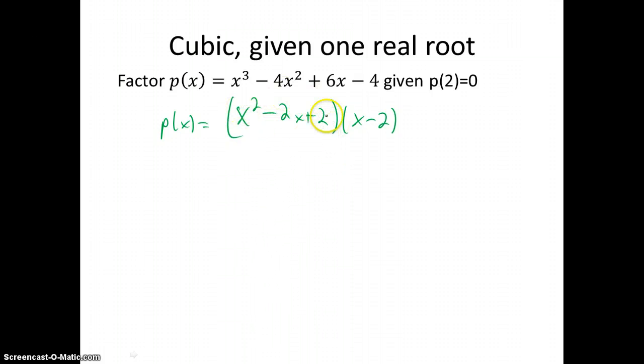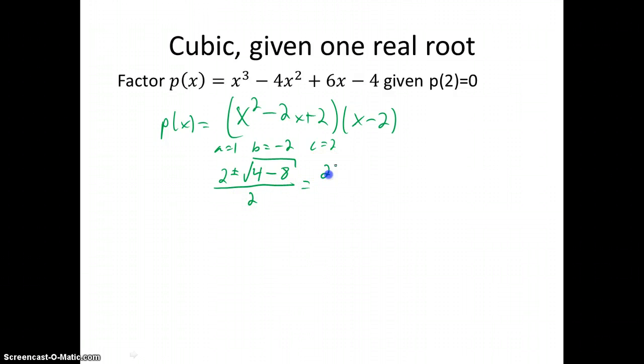So this guy right here, it looks like we can't factor that. If we try to factor it, I don't think there's two numbers that multiply to 2 and add to negative 2. That's not going to work out. So we're going to have to use the quadratic formula. So we have a is 1, b is negative 2, and c is 2. So we're going to have negative b, which is positive 2, plus or minus the square root of b squared, which is 4, minus 4 times a times c, which is 8, all over 2a, which is just 2.